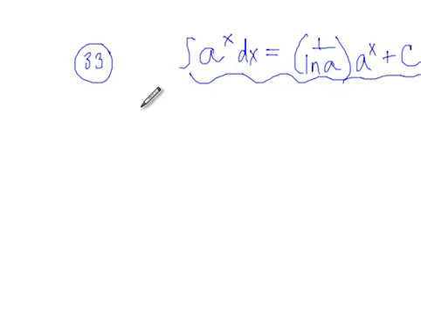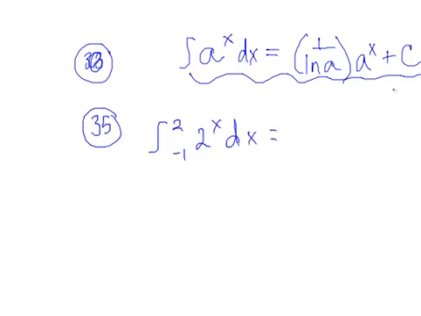So I am looking at 30, I'm actually going to do 35 here. Looking at 35, what we have is the integral from -1 to 2 of 2 to the x dx. So once again, it's strictly using rules at this point. I'm going to be looking at my base. It isn't e. So it's going to be equal to 1 over the natural log of 2 times 2 to the x, and in this case we don't need that plus c.